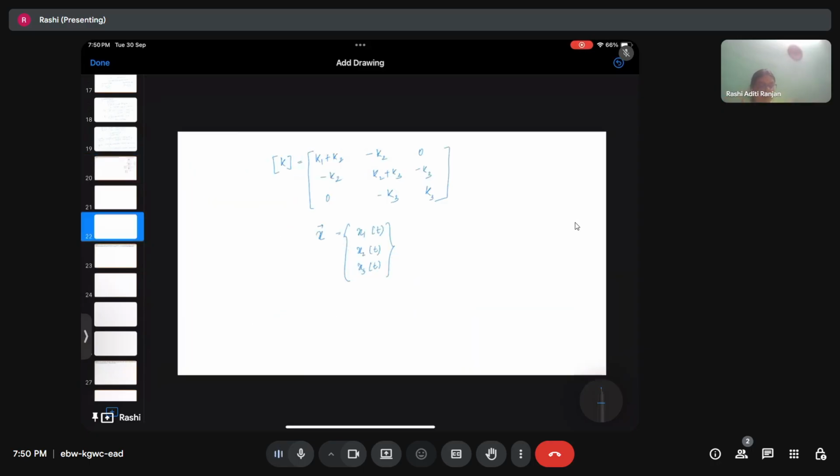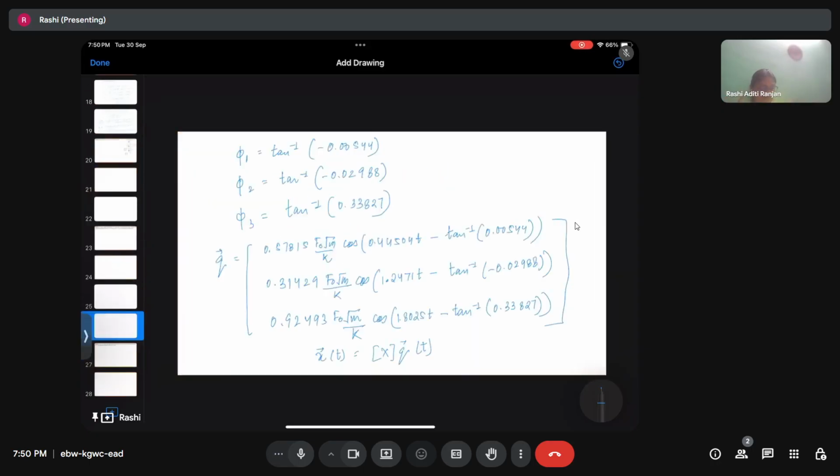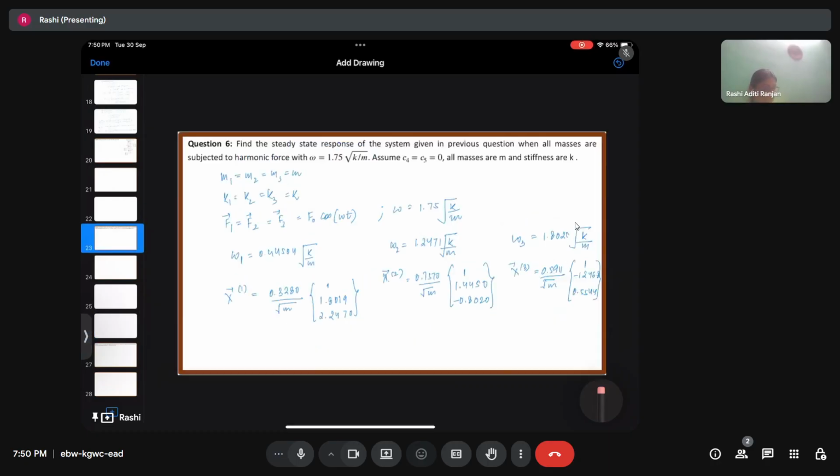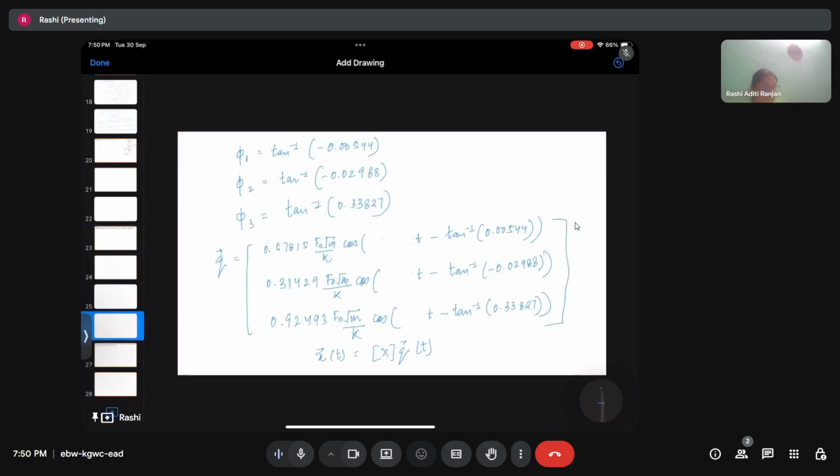So over here, the frequency that I have written is not correct. I wrote the wrong frequency so that it becomes easier to point out. This will not appear; rather, the forcing frequency is going to be there, which is 1.75 under root of k by m.